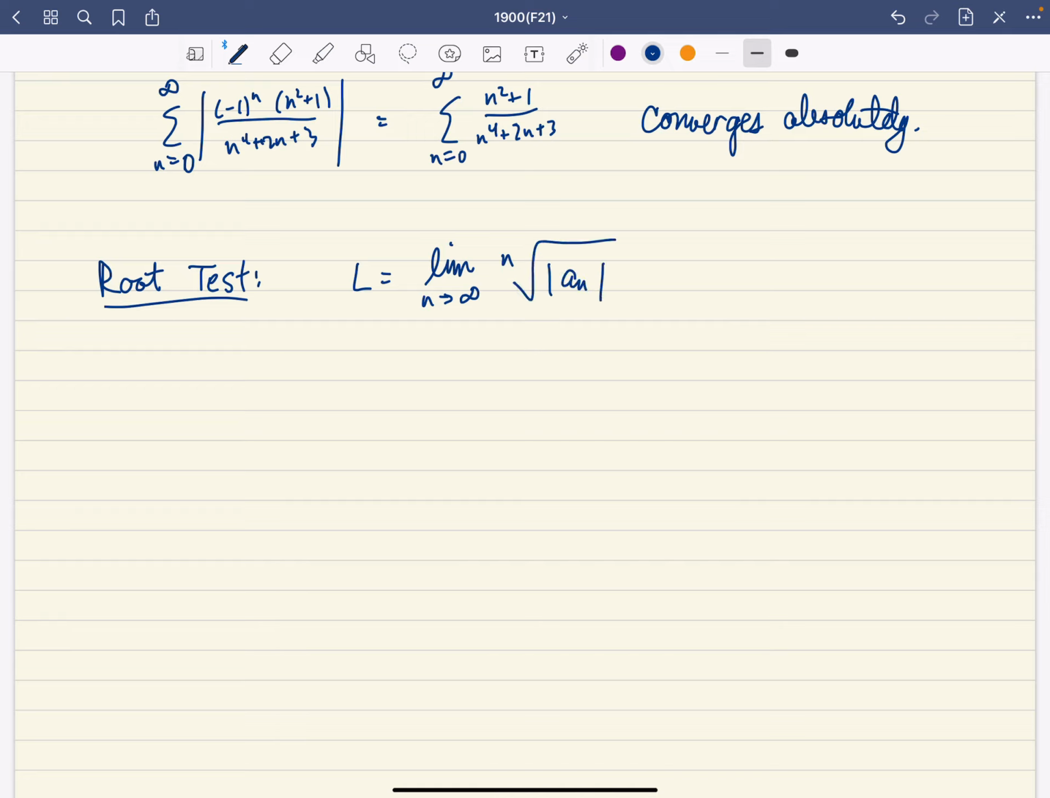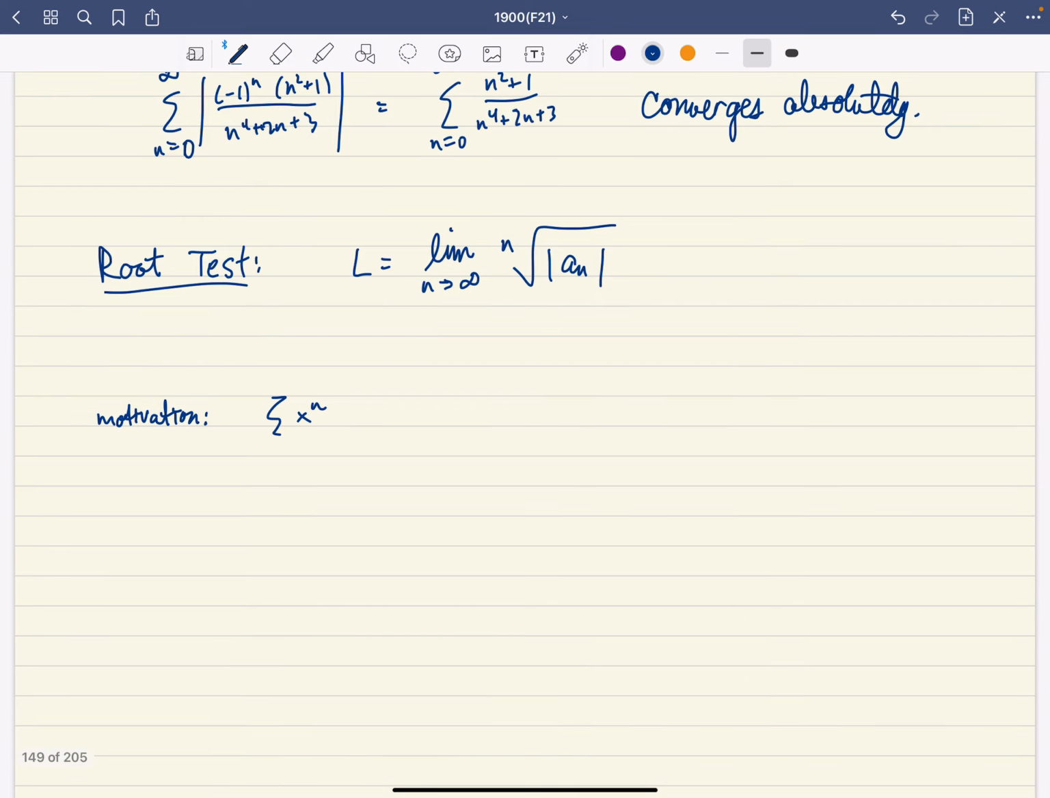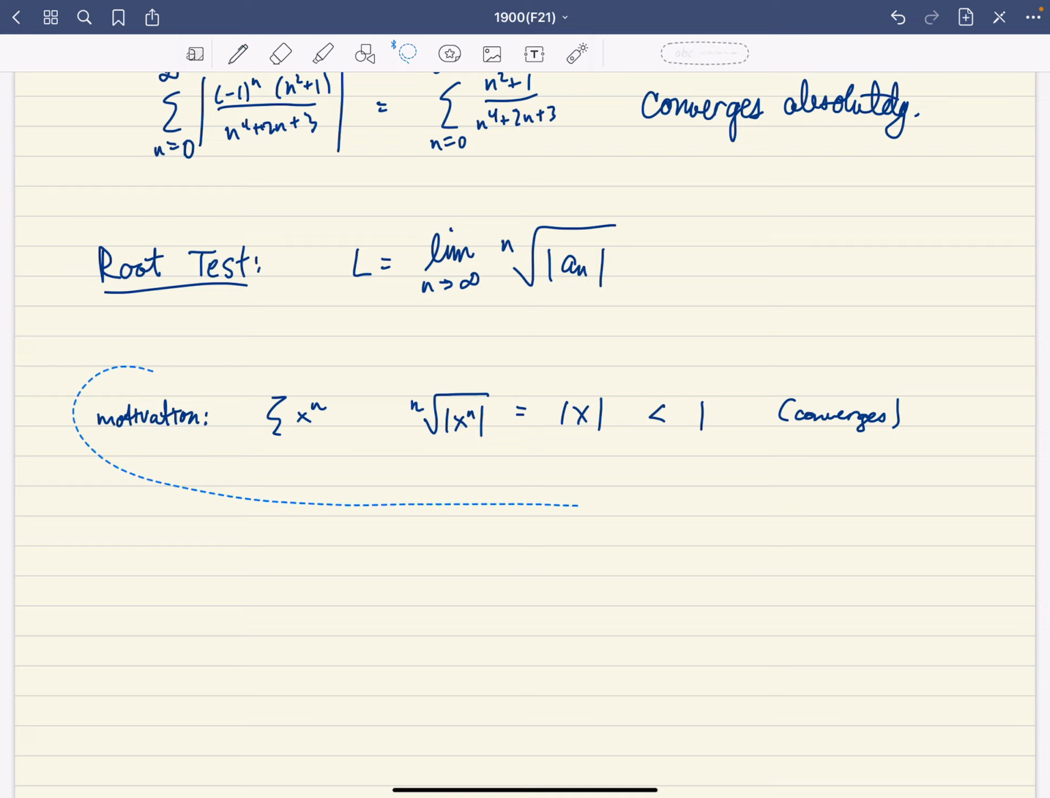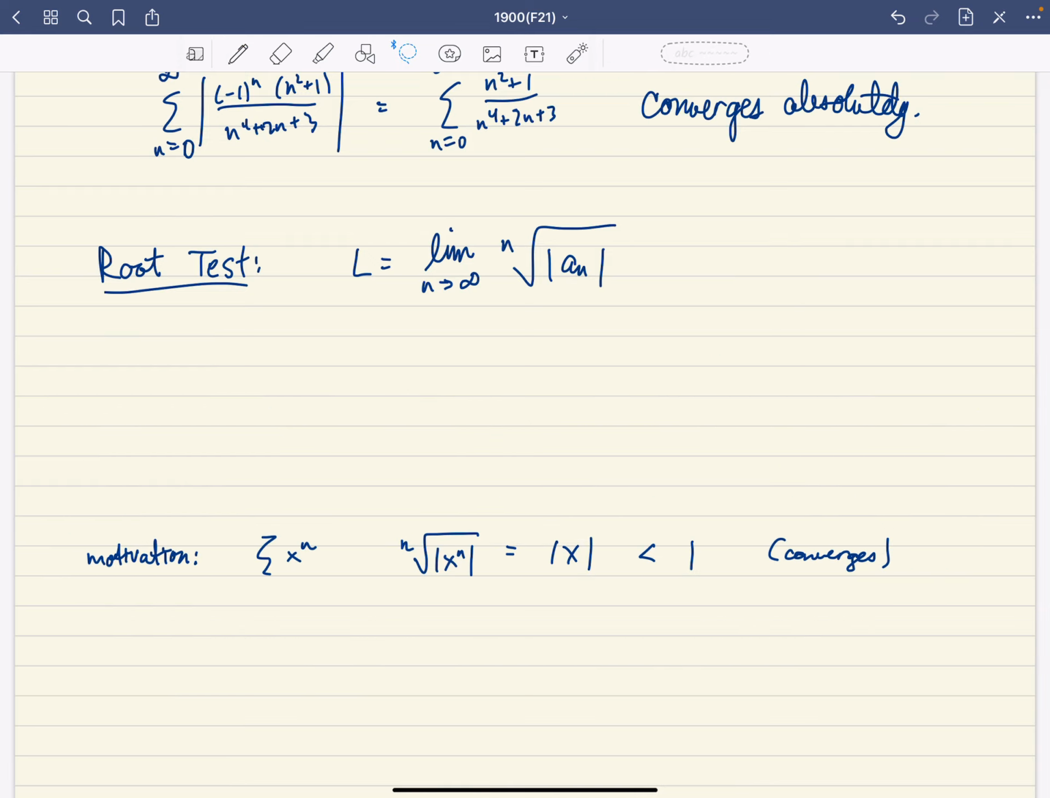And again, here the motivation is, if I take the geometric series x to the n, and we look at the nth root of the absolute value of x to the n, this is going to turn out to just be the absolute value of x, and we get convergence if the absolute value of x is less than 1. And so that's again going to be our way to think about the root test, or if you ever forget what the root test says, that's one way to remember it.